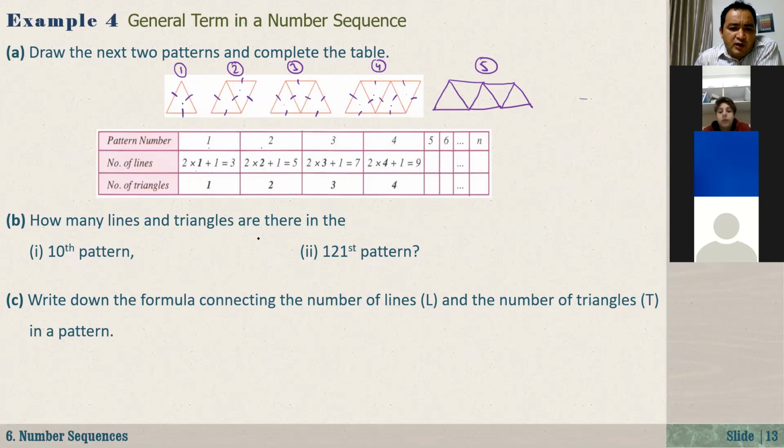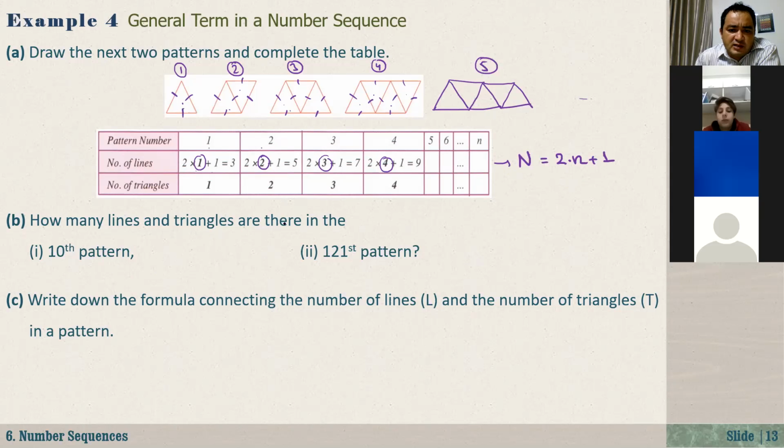How many lines and triangles are there in the 10th pattern? As you see here, this one is the pattern number, right? First pattern, second pattern, third pattern, fourth pattern. Now from here, I can have the general formula. What is the number of lines? Number of lines, let's say it is capital M. That's equal to 2 times n plus 1, right? And how about the triangles? In the first pattern, we have 1. In the second pattern, 2 triangles. Third one, 3. Here we have no problem.